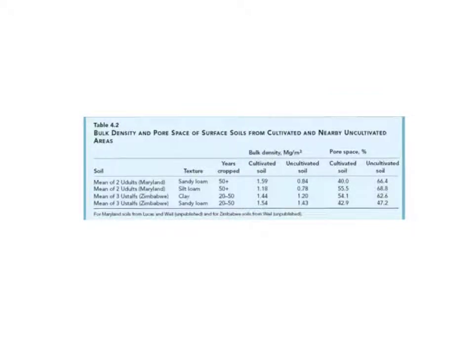In Figure 4.2, this is just a nice summation of textures and how texture and cultivation or not cultivation can affect bulk density and pore space. Okay. So you'll discover a little bit more about pore space in section 4.8 when you read about pore space, and we'll cover it some more in a little bit.